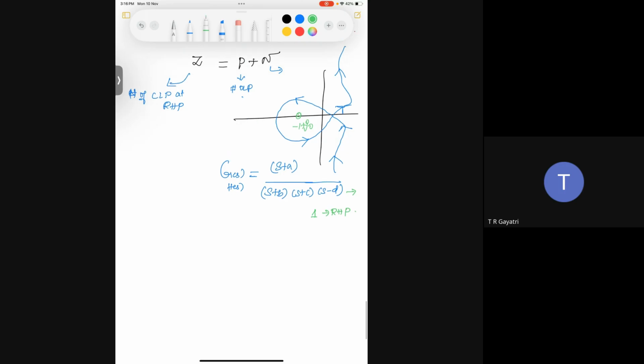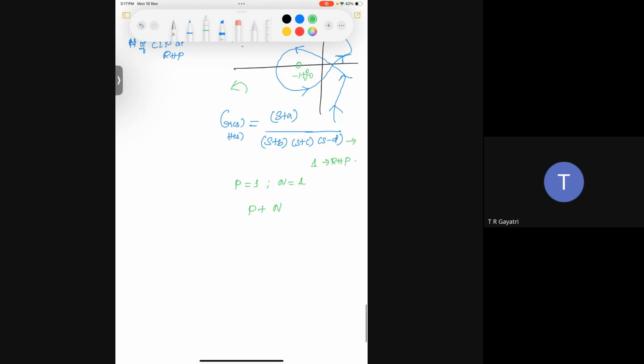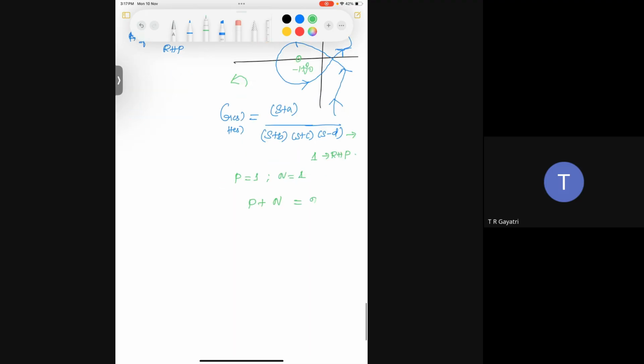With the figure, I have mentioned anti-clockwise direction. Anti-clockwise is this. And how many curves are around this minus 1 plus j? How many times does it encircle? One time. So your P is equal to 1, N equal to 1. So when I add this together according to this formula, P plus N gives me 2, where 2 is the number of closed loop poles in the RHP, where closed loop poles determine the stability of the system.